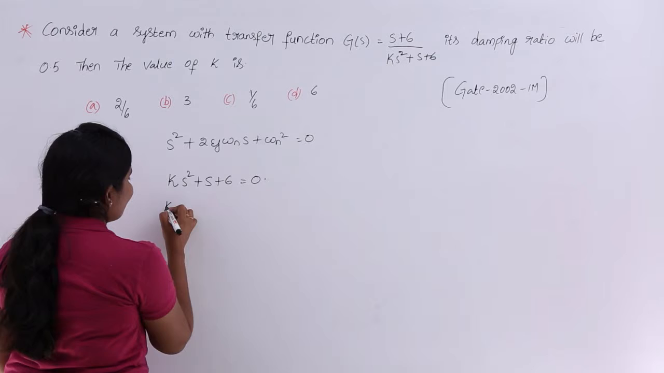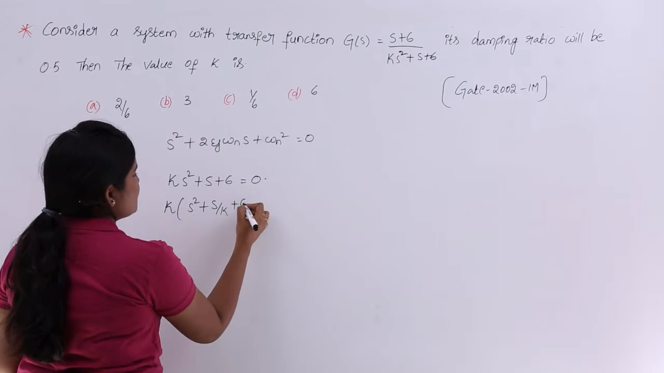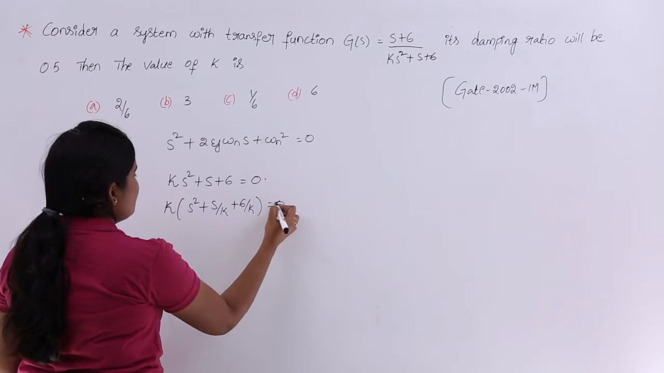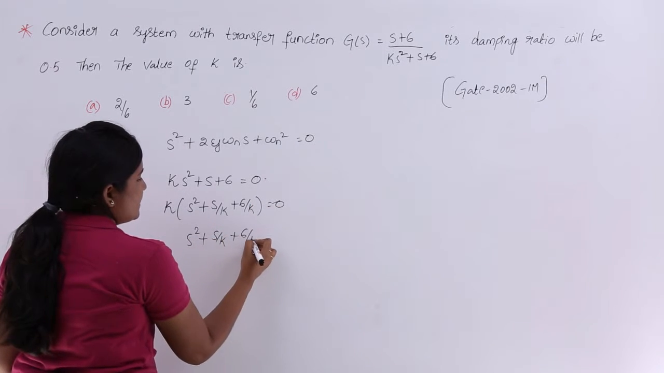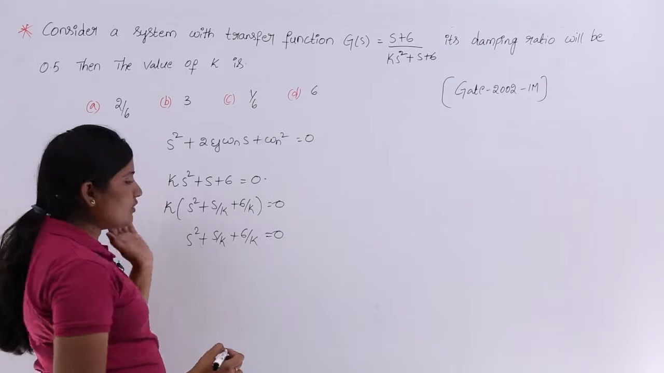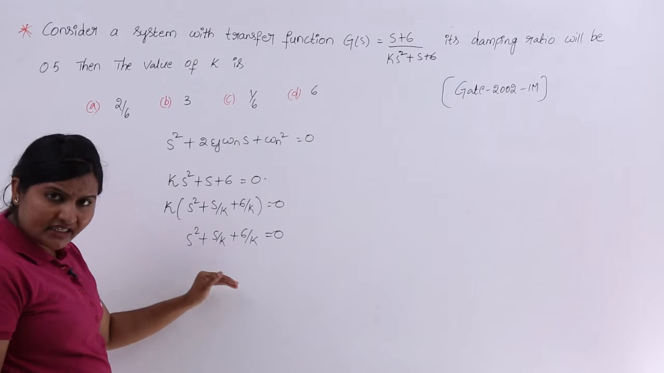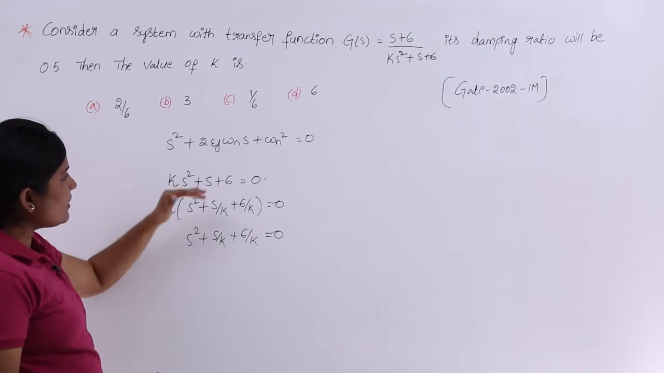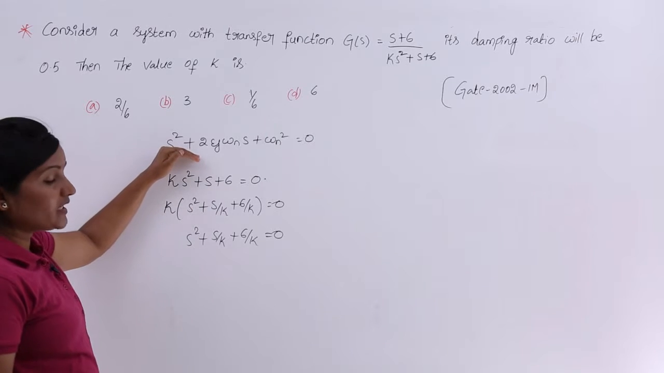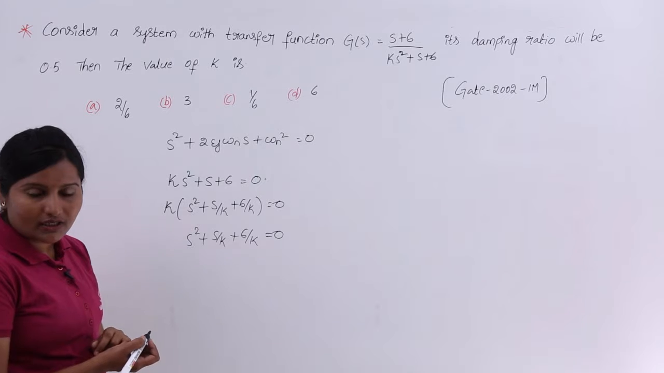I am taking k common here: s² + s/k + 6/k = 0. Why I am taking k common is to compare with this equation. I need it in this form: s² term, s term and constant term. Now, I am comparing these two equations, the fundamental characteristic equation and the given denominator characteristic equation.